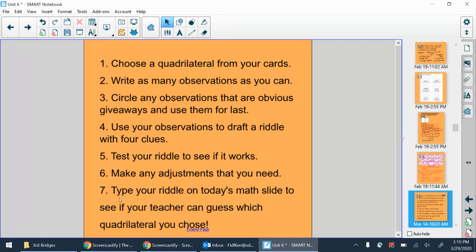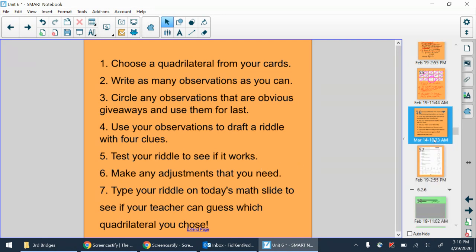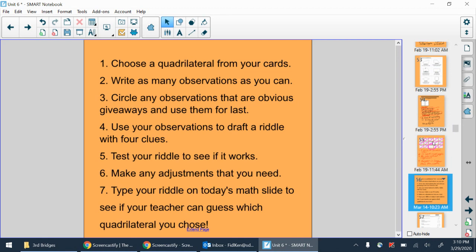And then the last thing you're going to do, part of your assignment, is you're going to type your riddle on your math slide for today. And then your teacher is going to see if they can try and guess which quadrilateral you chose. All right. And then we'll let you know what our guesses are, and you'll have to tell us if we're right or not. If you have any questions, make sure you're typing that into the comment section or emailing your teacher to ask for some help.